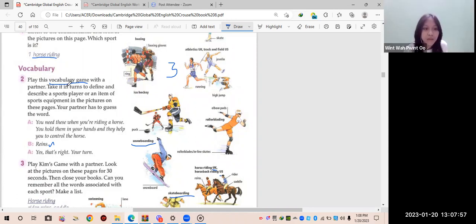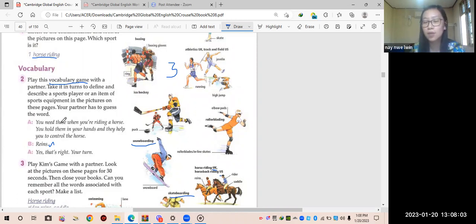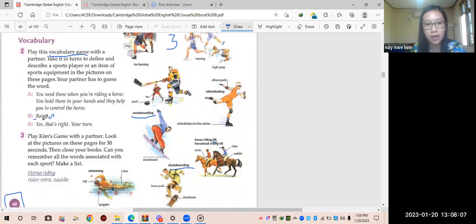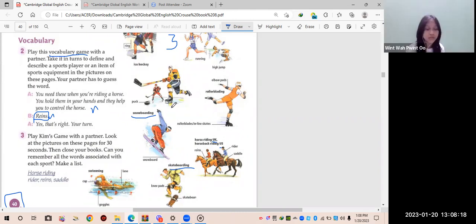Yeah. We'll play a vocabulary game. So I'll ask you guys the questions and you have to answer. You have to give the answer to me. So for example, if I want the answer like reins, I'll give the explanation of that thing, and how do we call that? So you have to give the answer to me. So is that okay? Oh, yes. Okay. So shall we play now?